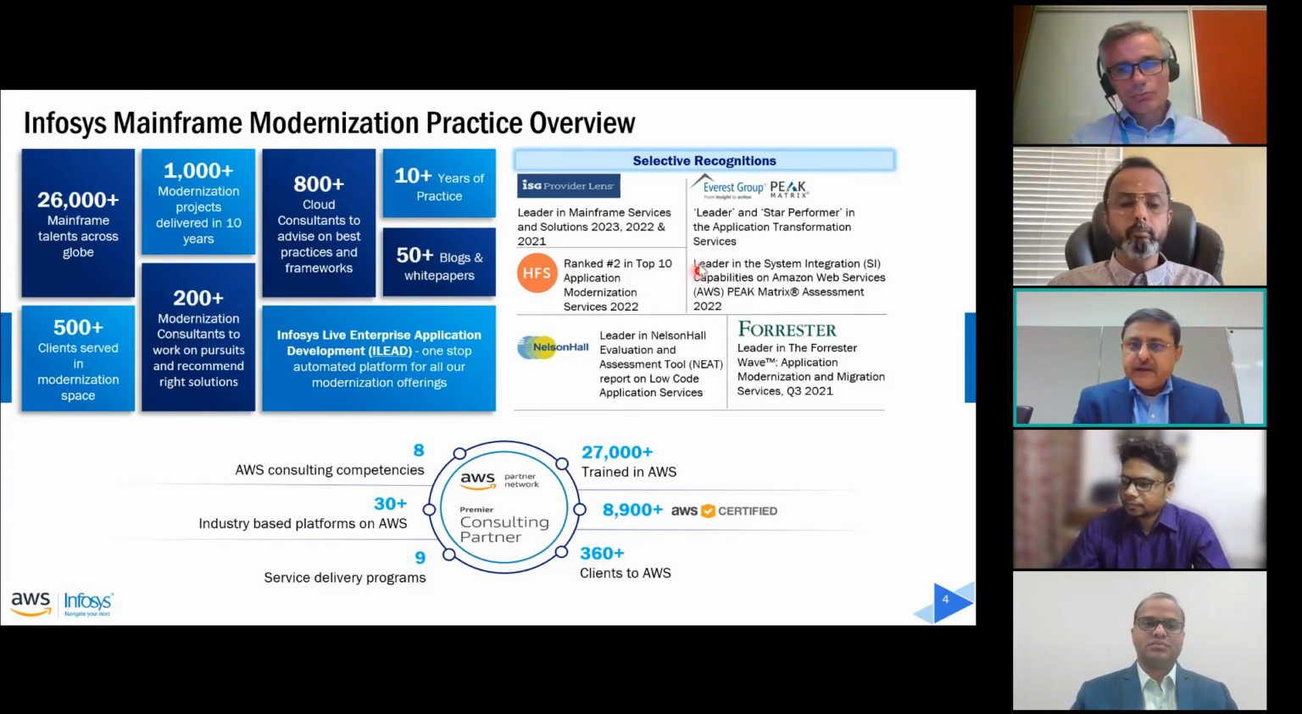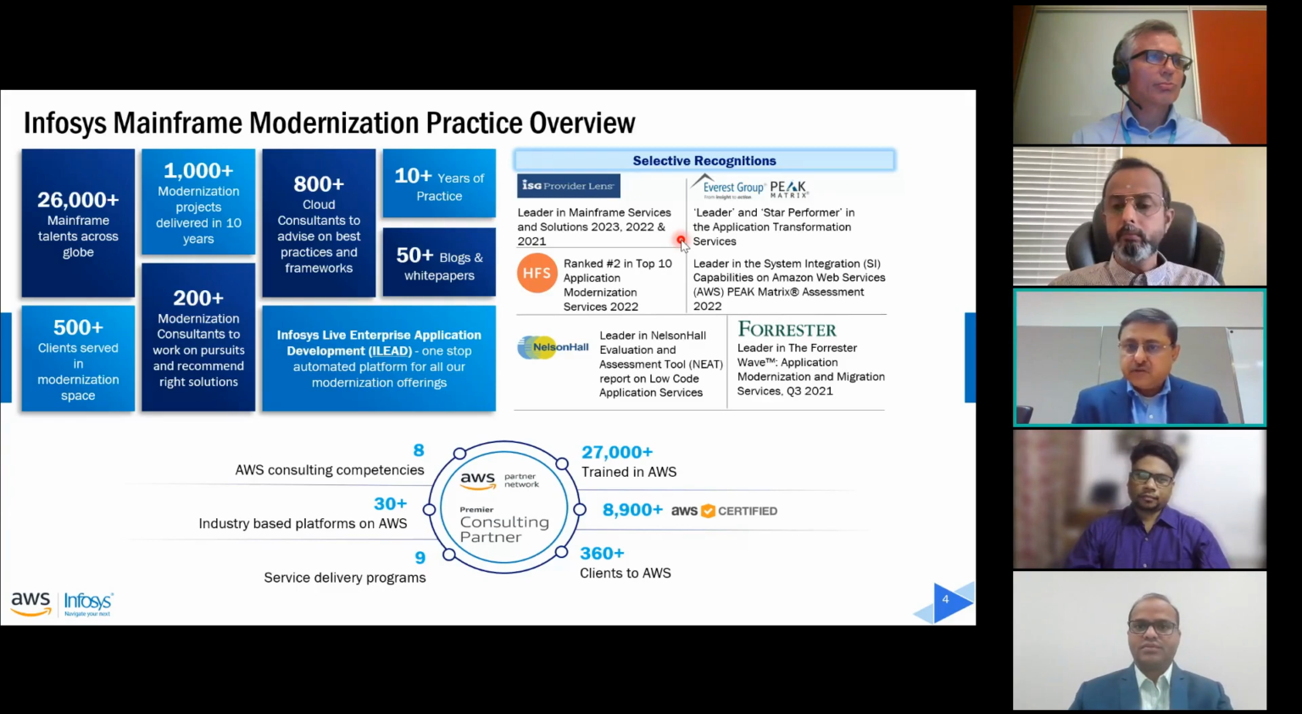If you look at the right-hand side, we also have recognitions from all the top analysts in the world who track this space. For example, ISG Provider Lens has ranked us as a leader in mainframe services and solutions for this year and the last 2 years. HFS has ranked us number two in application modernization services. So have Everest, Forrester, and Nelson Hall. Now, in many cases, they don't have a separate mainframe modernization service. So when they say application modernization, they include mainframe modernization. And all of them have ranked us leaders in this area.